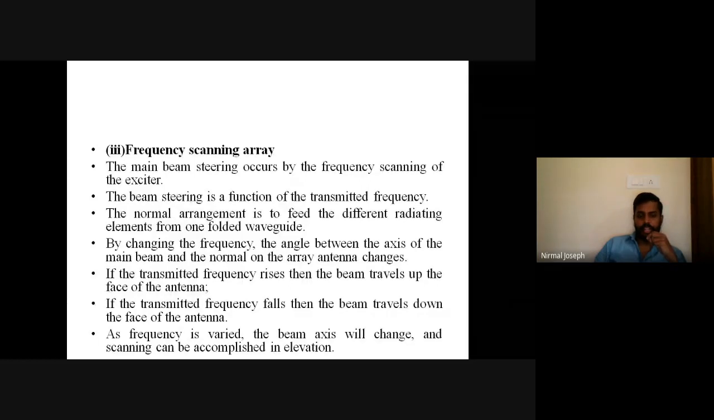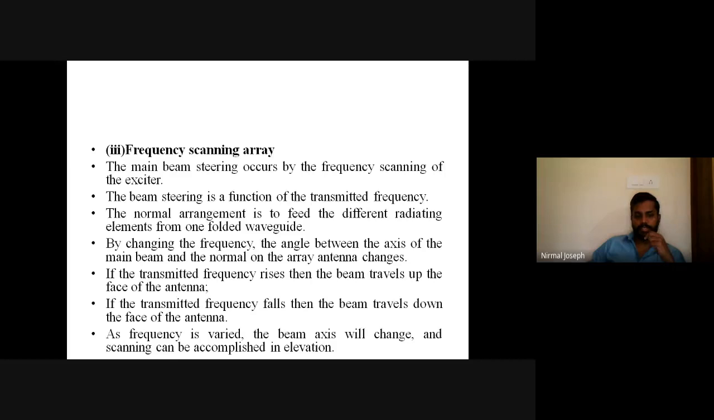If the transmitted frequency rises, then the beam travels up the face of the antenna. If the transmitted frequency falls, then the beam travels down the face of the antenna. Since it is directly fed from a waveguide, you might have studied this in EMT. The angle between the axis or main beam of the antenna is changing.